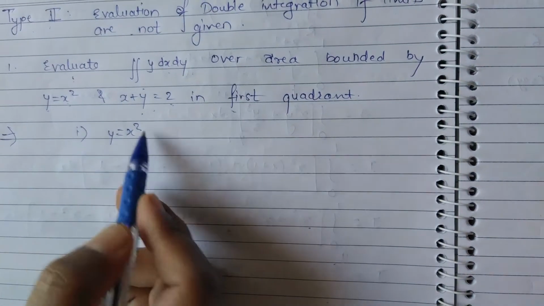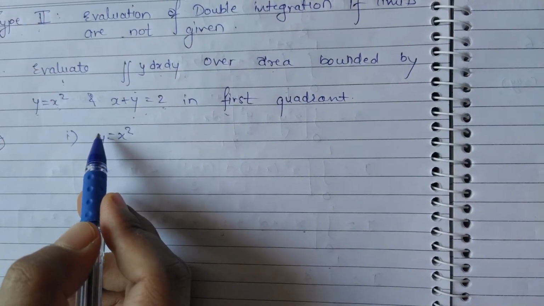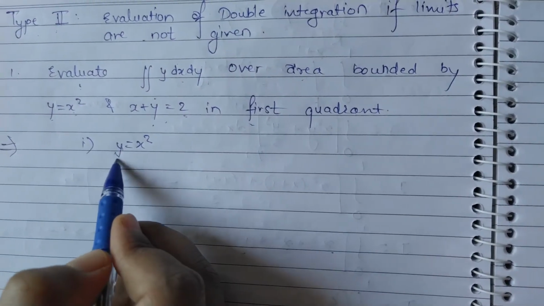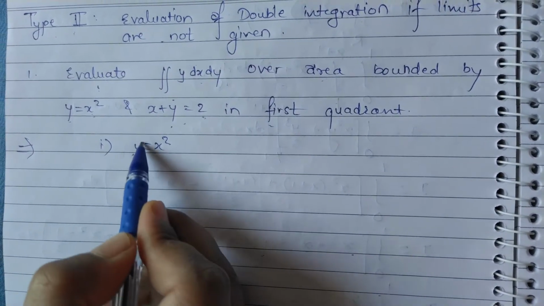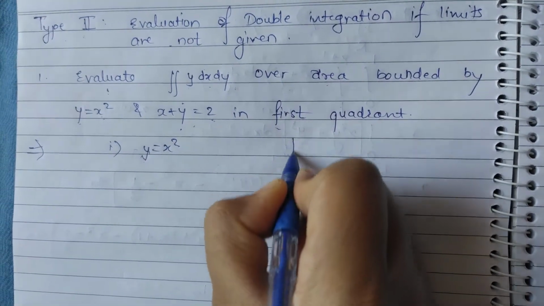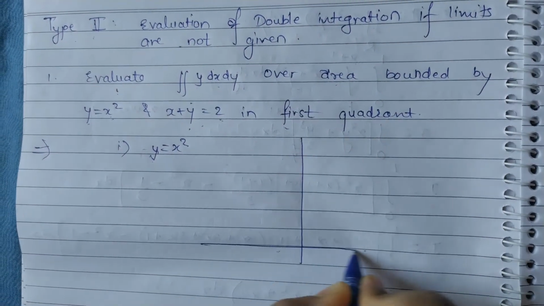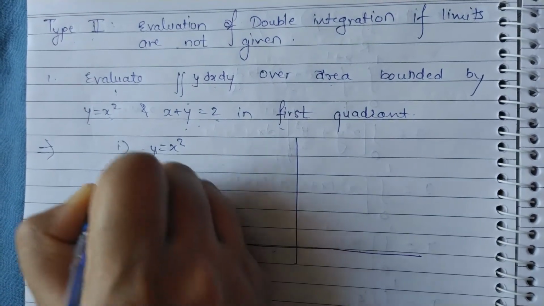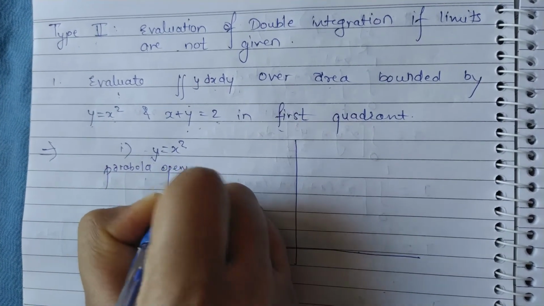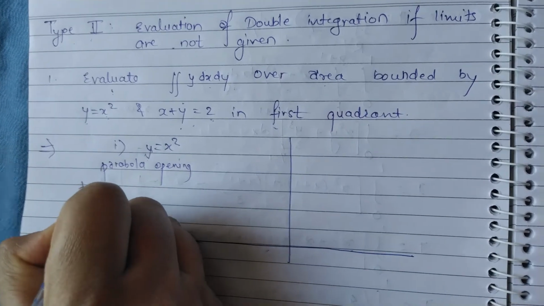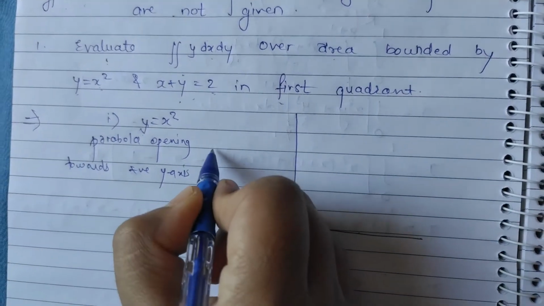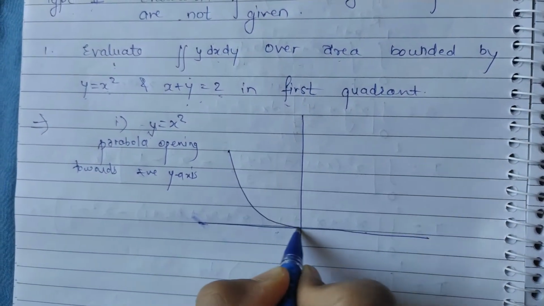Now we all know that this is a parabola, but while drawing we just get confused. Okay, so what is the trick here? What is the first degree term? y, and since it is positive, we need to draw the parabola which is opening towards positive y-axis. That means it will look like this.